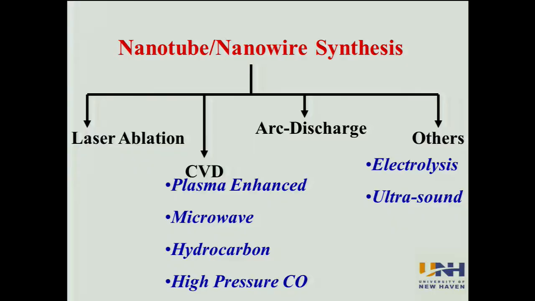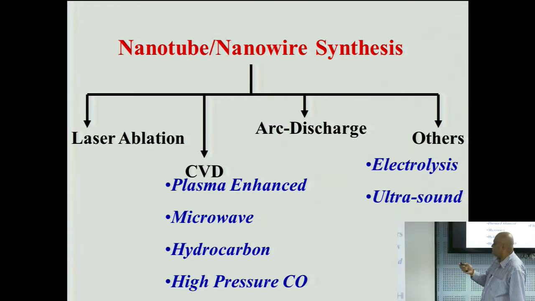Then there are these other techniques which people have been using. Biological methods are also used. You can use electrolysis by putting 2 electrodes, passing current, and again you need to put catalyst on one of the electrodes. Ultrasound is used instead of laser or gas; you are basically using ultrasound to melt. So basically you need something to melt the material into vapor form.